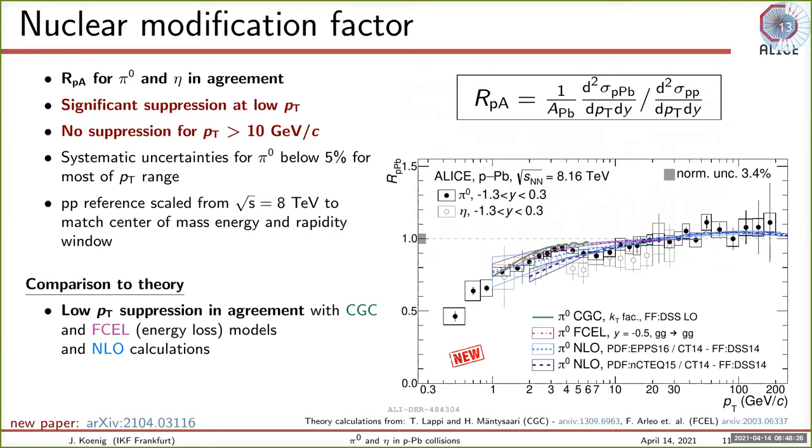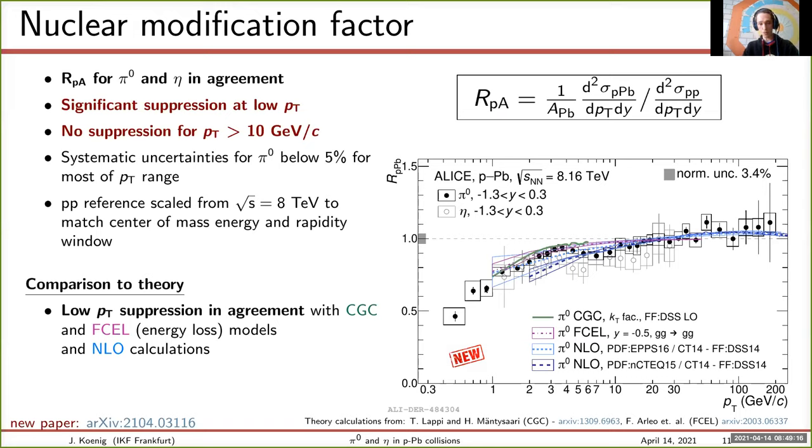Okay, so then let's come to the highlight, the nuclear modification factor RPA. You can see the RPA for the pi zeros here in closed markers and the eta in open markers, and the RPA for both mesons is in agreement. As expected, we observe a significant suppression at lower PT, and we don't observe any suppression or enhancement at higher PTs. Just to highlight the small systematic uncertainties that we've achieved, they are below 5% for most of the PT range, only at low and high PT they are higher. And we also accounted for the difference in center of mass and rapidity range for the PP reference measurement.